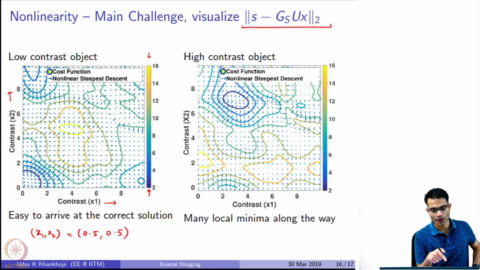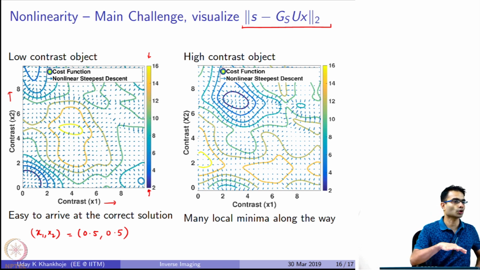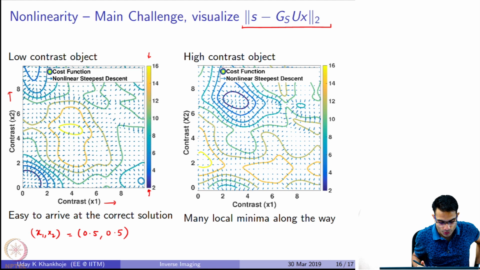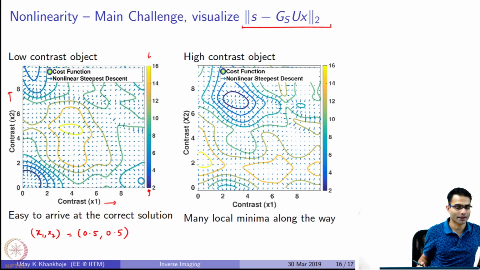What I am showing are these contour plots, like a topography map of a hill. Yellow values are the peak, blue values are the valleys. And these arrows show the direction of the negative gradient. I always want to go in the direction of negative gradient, the steepest descent, which will take me to the minima. If I start from the origin, which was our guess for the Born approximation, I fall into approximately the correct answer, half.